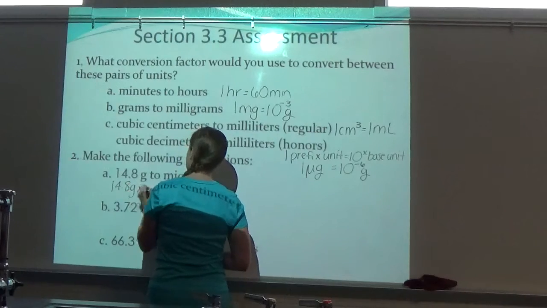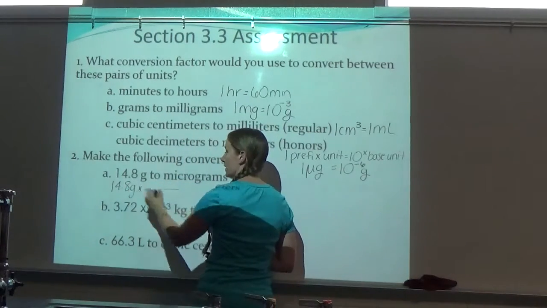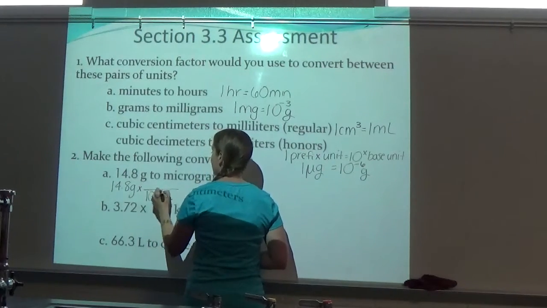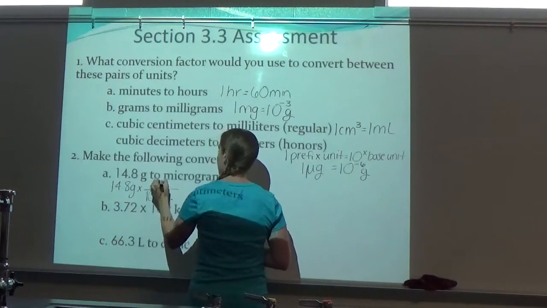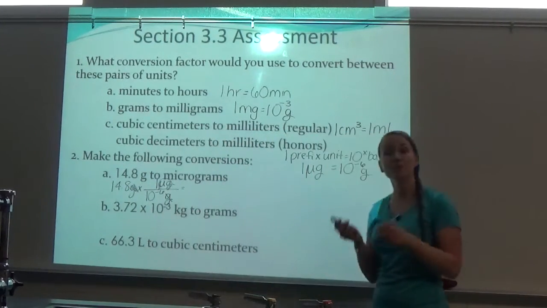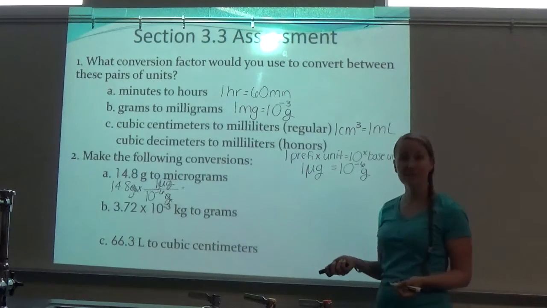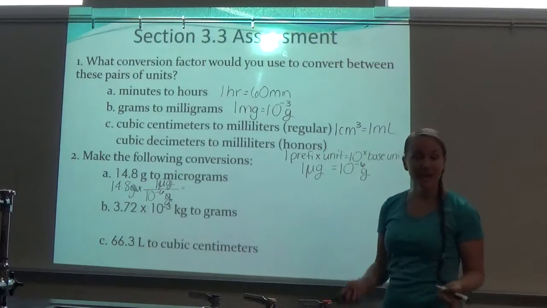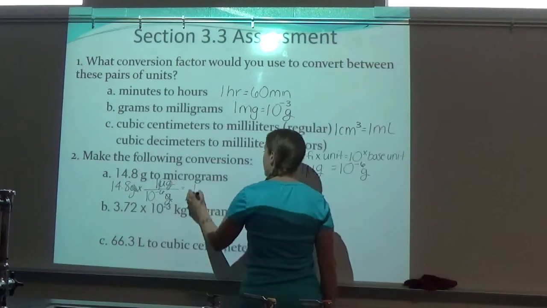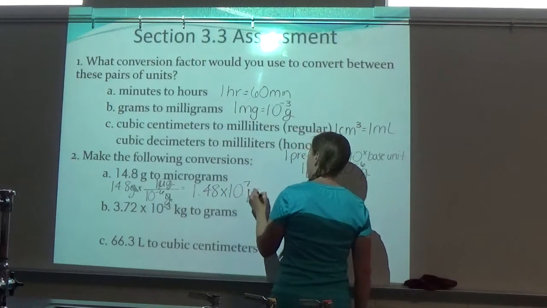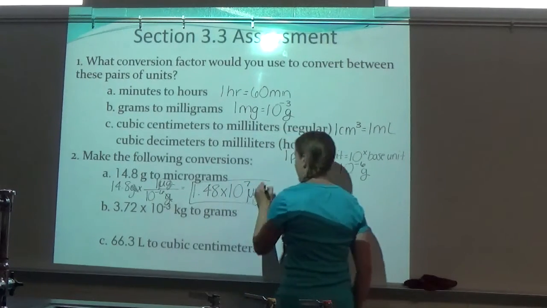So we start with what we know, 14.8 grams. Follow our golden rule. If grams is on top, grams goes on bottom. I look over here, it's 10 to the negative 6 grams equals 1 microgram. So grams cancel. I have micrograms, which is what I want. Since one number's on top and one's on bottom, we divide. So 14.8 divided by 10 to the negative 6, and what that gives me is 1.48 times 10 to the 7, and my unit is micrograms.